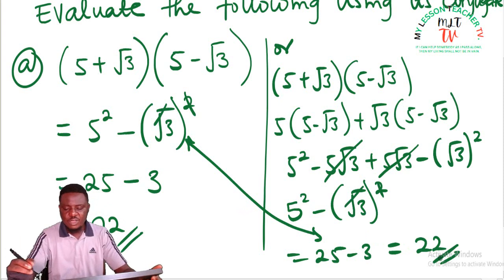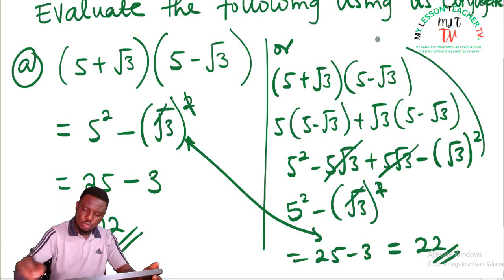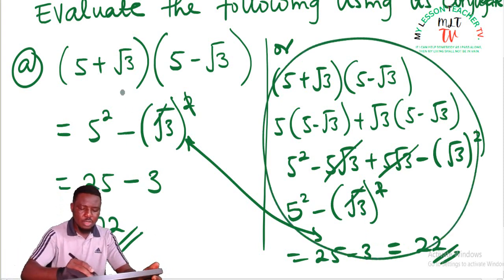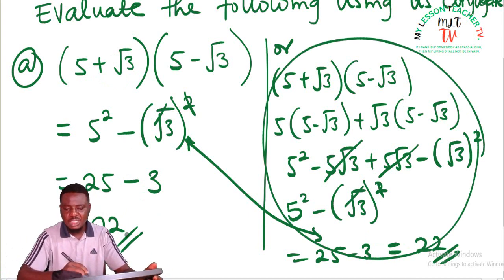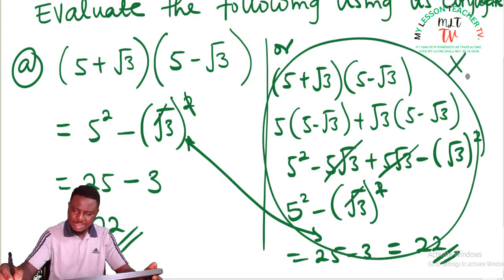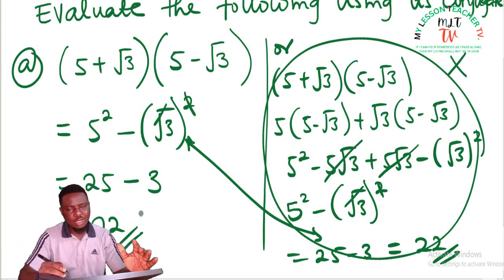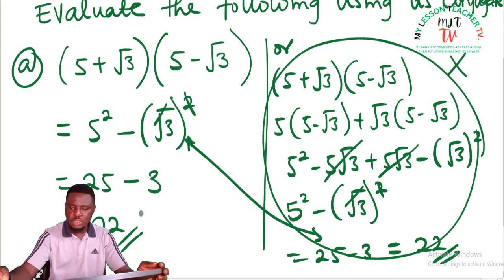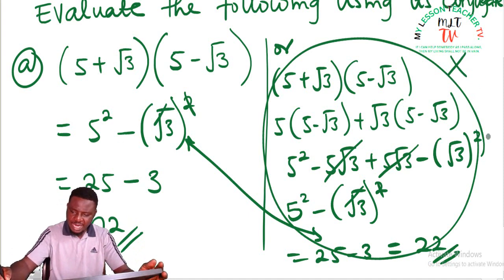So the idea of difference of two squares tells us that, instead of going through all this, all you need to do is just to square the first term minus the square of the second term and simplify. That gives you your answer. So I won't be using this because I've already known that it gives me this. All I need to do is just apply the idea of difference of two squares. But if you are not too sure about it, or you want to perfect your knowledge on difference of two squares, then you can simplify it this way. But I think this is going to eat much of your time.